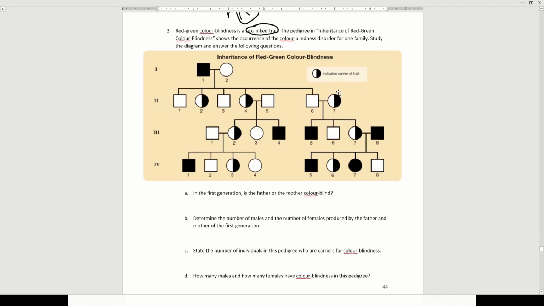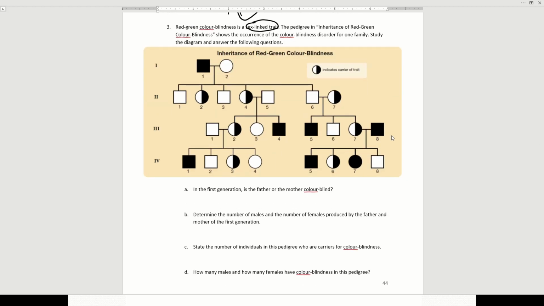Okay. In the first generation, is the father or mother colorblind? Determine the number of males and females produced by the father and mother in the first generation. So we have 1, 2, 3 males, and 1, 2, 3 females. So you can see they showed us the carriers, which makes it a lot easier. They don't. I won't do that on the test, but it's just to analyze it.